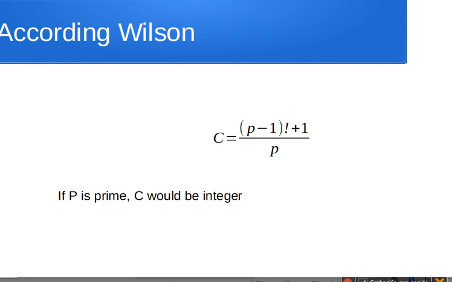Wilson's theorem is used to try to prove whether a number is prime or not. According to Wilson, we are going to use this equation, and if P is prime, C will be an integer.